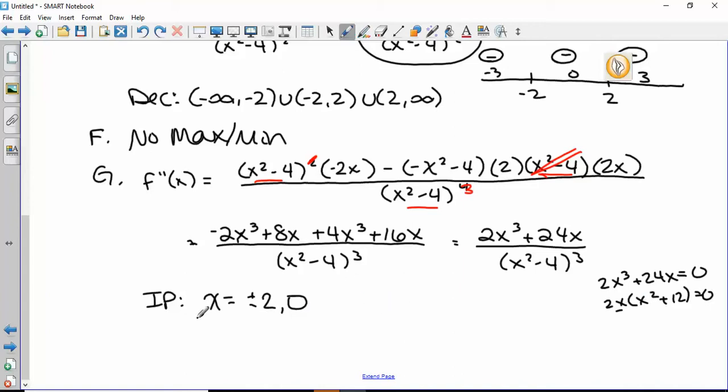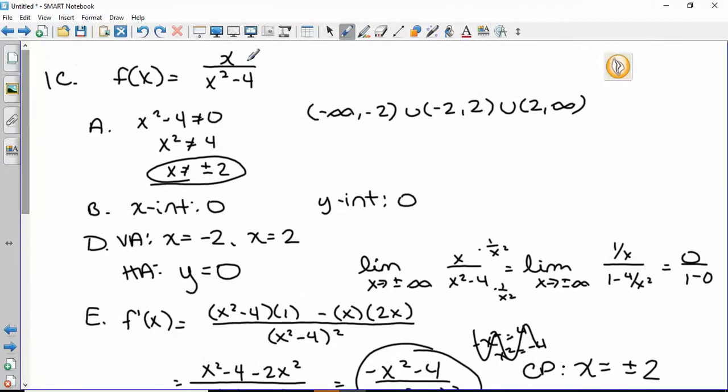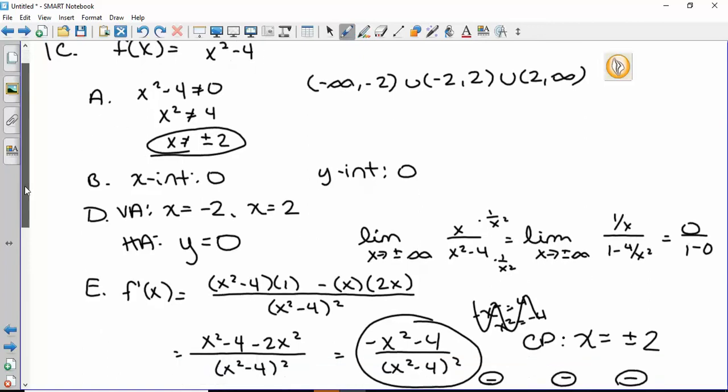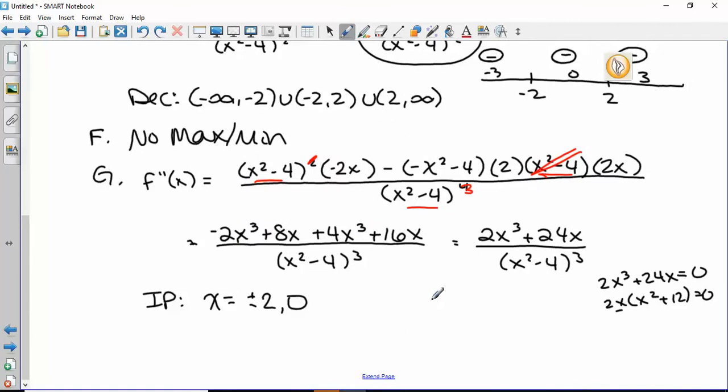When we go to graph our inflection points, we will need ordered pairs. Can you plug plus or minus 2 back in the original? No, because those are the asymptotes. If I put in the 0, we get 0 over -4, so that's 0. So just know when I go to graph this, the only actual ordered pair I'll have is the 0, 0.